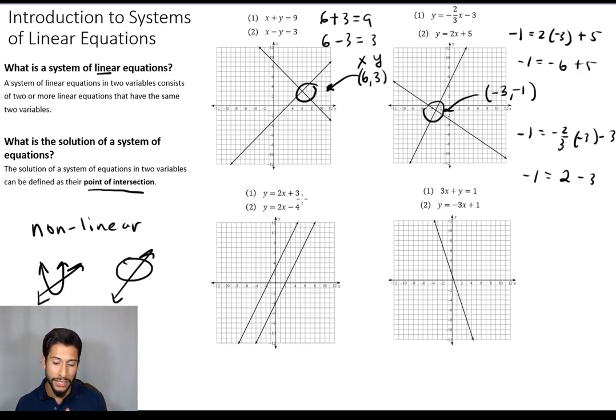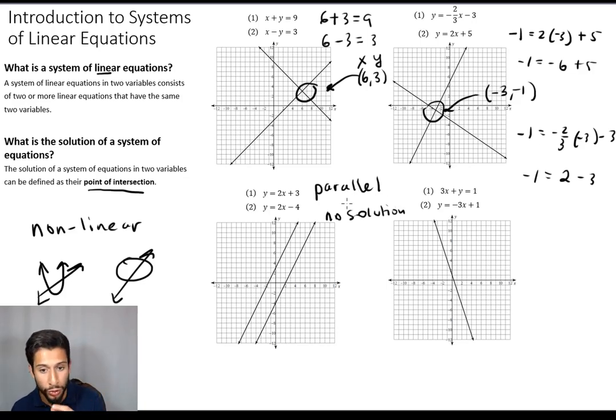Now, the two bottom examples are special cases. The one on the left, you can clearly see there's no point of intersection. The reason for that is because they're parallel. Parallel lines will always have no solution. Remember that. Parallel lines, no solution. It's extremely important for this test. Without the graph, you can tell that they're parallel based on their slope. Right here, the slope is 2, and so is that one. And they have different y-intercepts.